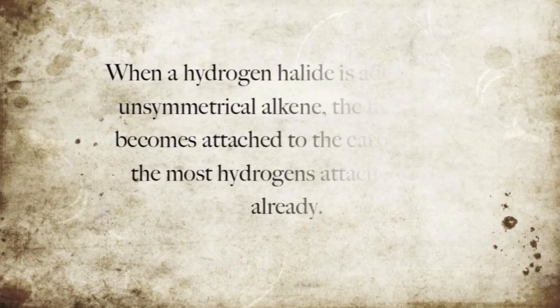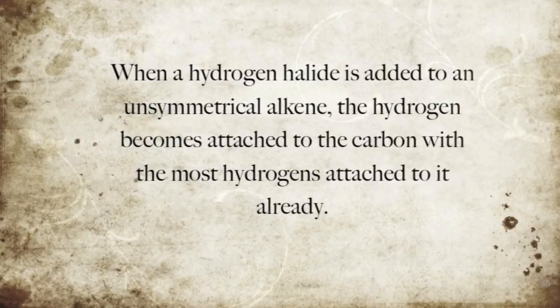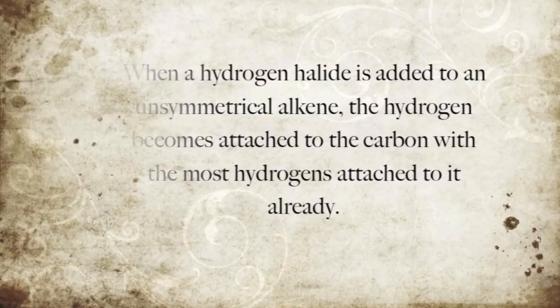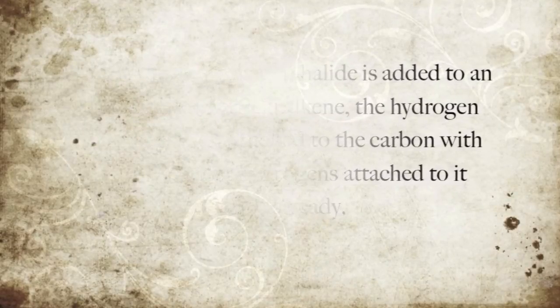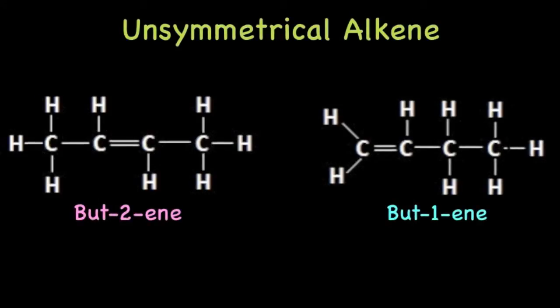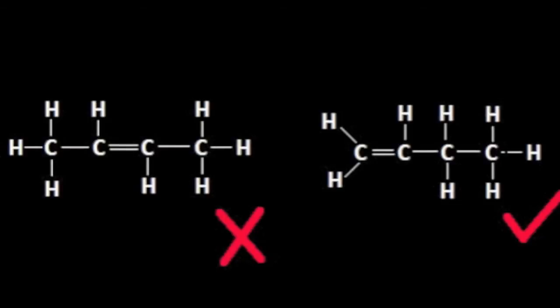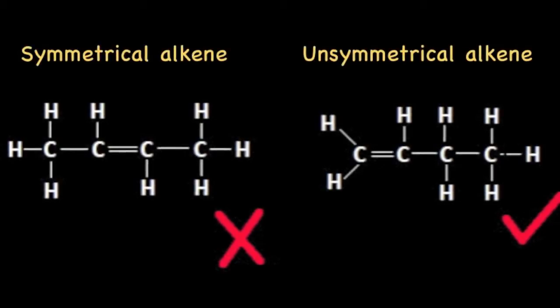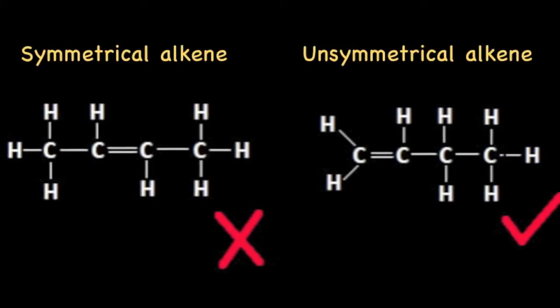The Markovnikov rule states that when a hydrogen halide is added to an unsymmetrical alkene, the hydrogen becomes attached to the carbon with the most hydrogens attached to it already. An example of an unsymmetrical alkene is butene, where the number of carbon atoms attached at each end of the double bond is different.